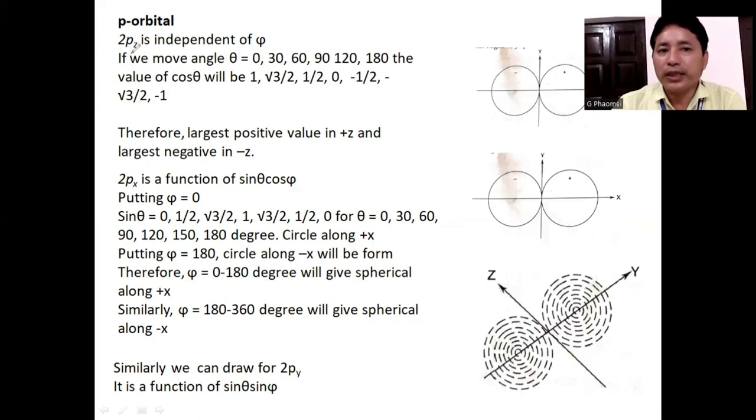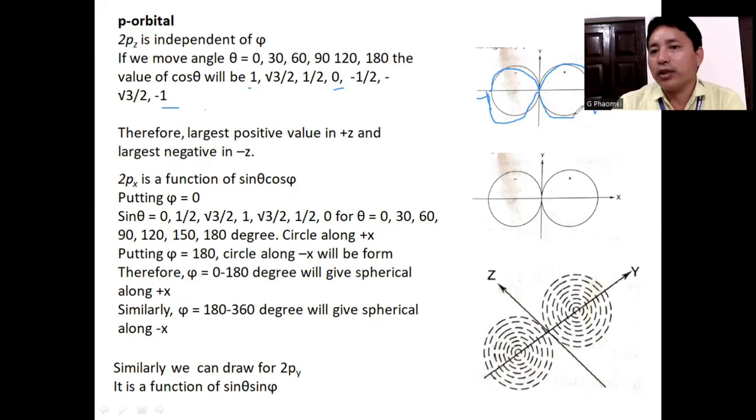from here, when 2pz is independent of phi, if you change the angle theta from 0, 30, 60, you can see cos theta will have a value from 1 to -1. That means it goes to 0 at 90, so along the z-axis it comes to 0, and finally it goes negative, to -1. This is -1 maximum, and this is +1 maximum. And if you increase up to 130, 180, it will keep going like this again.